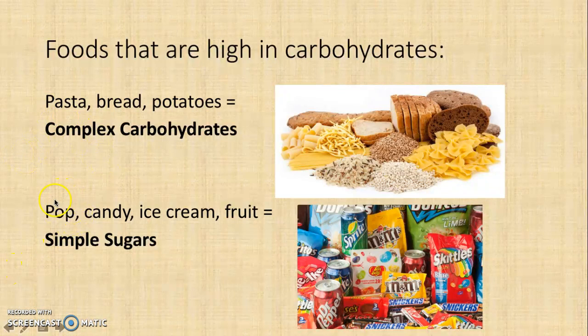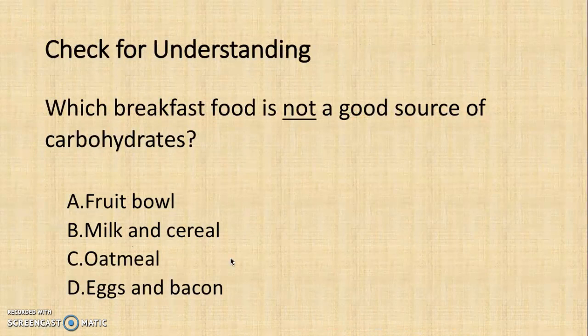And then at the bottom, we have some simple sugars. So these are things that we would consider rather sweet, maybe more dessert items. They include pop or soda, candy, ice cream, fruit, and everything that you see in this beautiful picture. So these things contain more simple sugars.